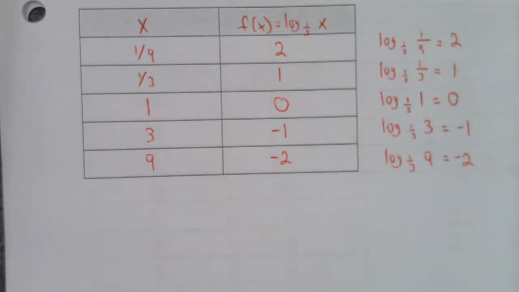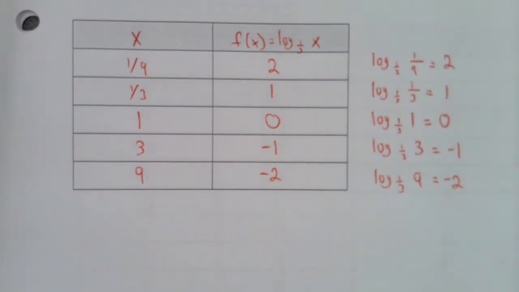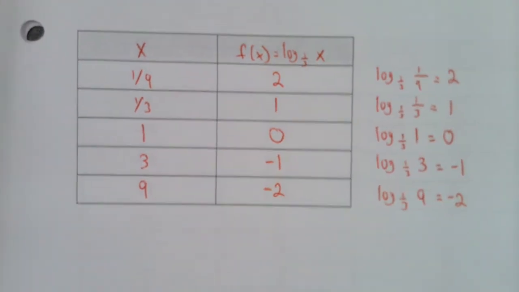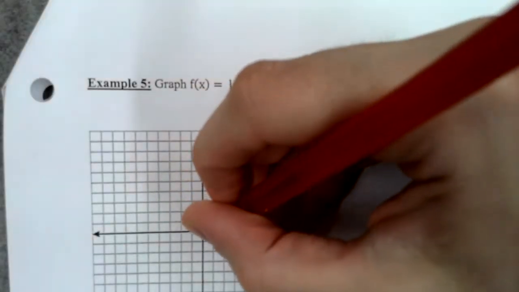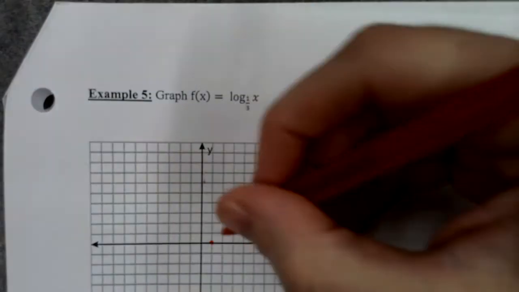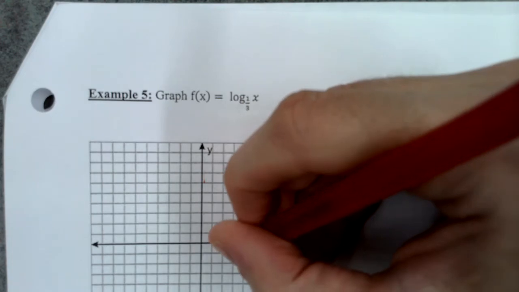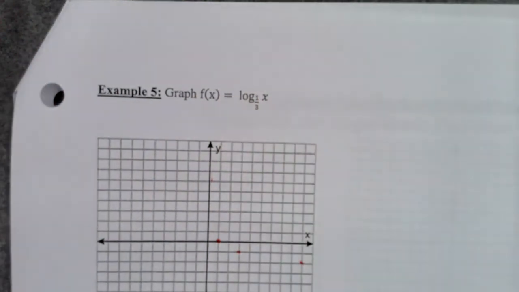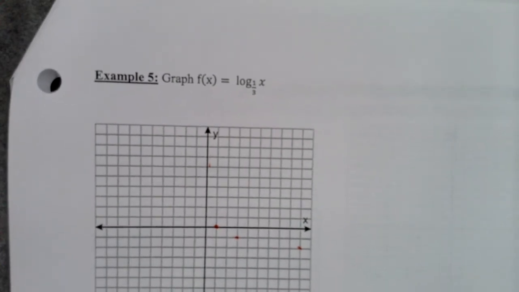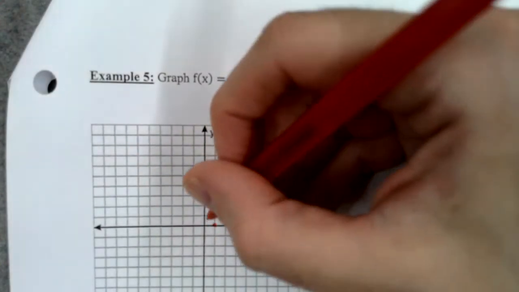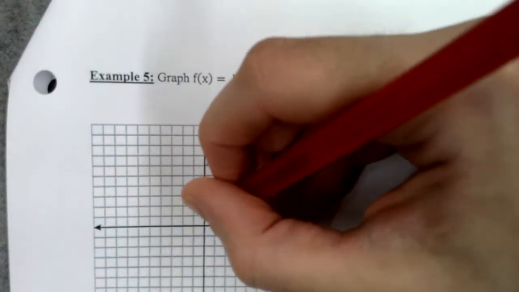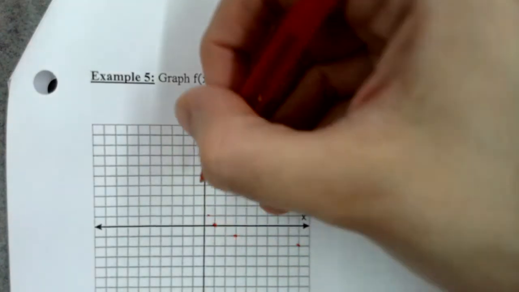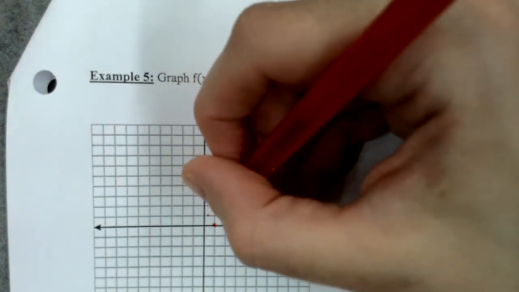And let's graph these values from the table. Start with the easy one, (1, 0). Then we had (3, -1) from the table below. Then we had (9, -2) from the table below. We had (1/3, 3), just estimate. (1/3, 1), just estimate. Then we had (1/9, 2).